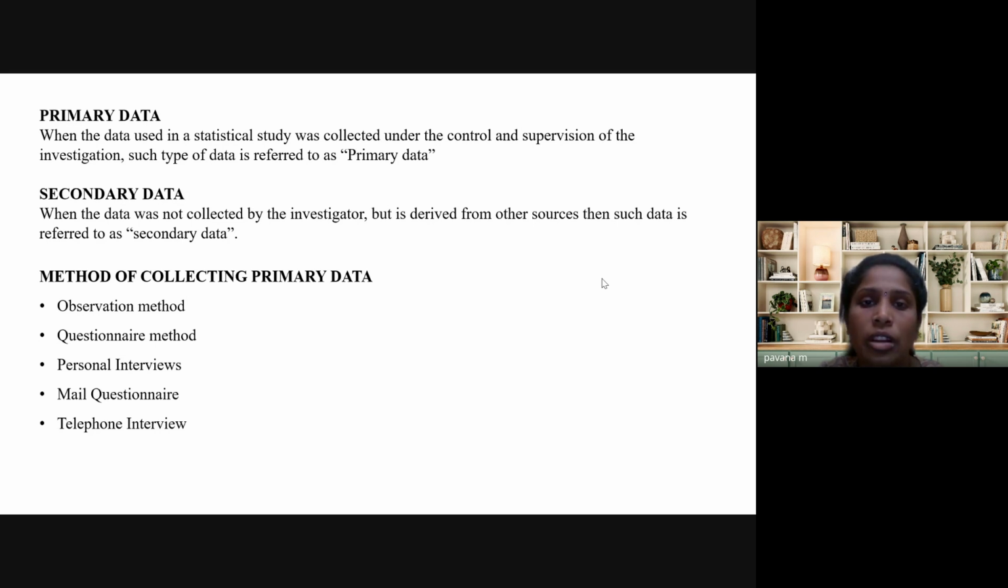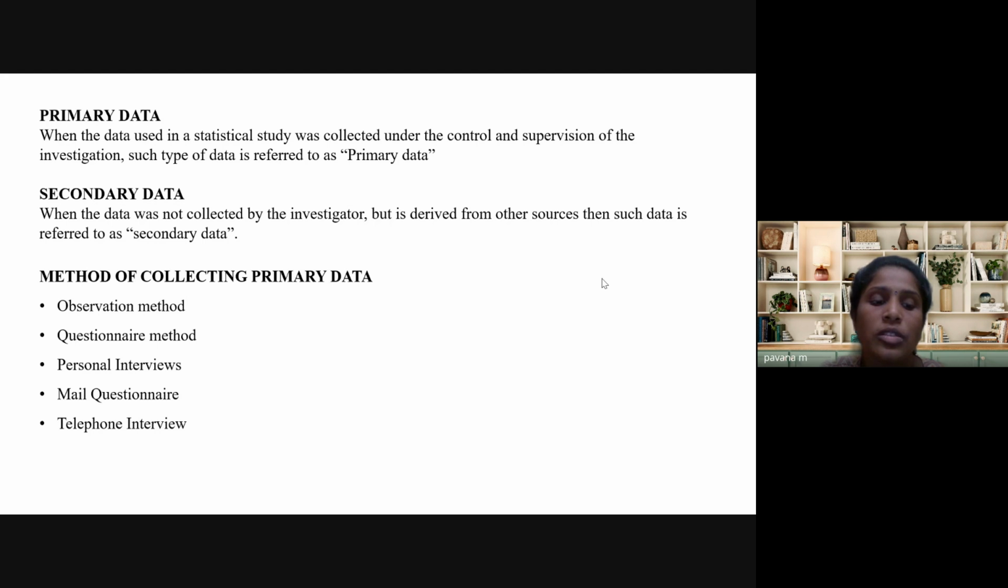And next one, personal interviews. Personal interviews means face to face, you directly ask the questions, and the respondent responds to your questions. That is called personal interviews, and they are conducted face to face. Maybe you have a questionnaire beforehand, but you directly approach that person and ask the question. And mail questionnaires means you prepare the questionnaire but don't distribute it directly, you send it by mail. After filling in the questionnaire, the respondent will send it back through the mail. That type of method is called mail questionnaire.